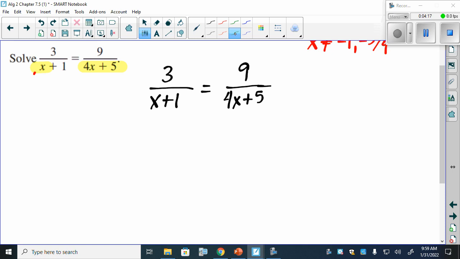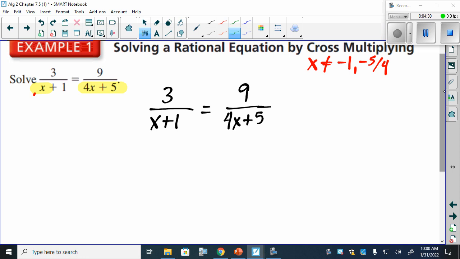Now, for this here, we need to solve for the value of x. Does anybody have an idea of what we can do first? Looking at this here, where are all the x values, or the variables? The bottom, yes? It'd be nice if we can get them out of the denominator into the numerator. We don't have any fractions. Looking at 9 over 4x plus 5, what can I multiply this by to remove the denominator?